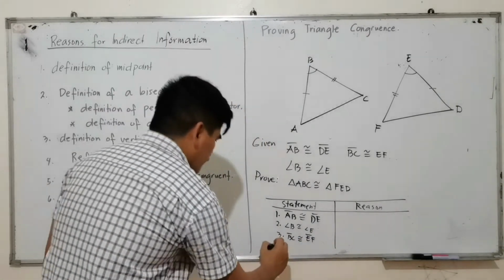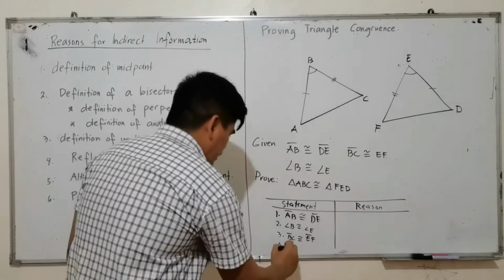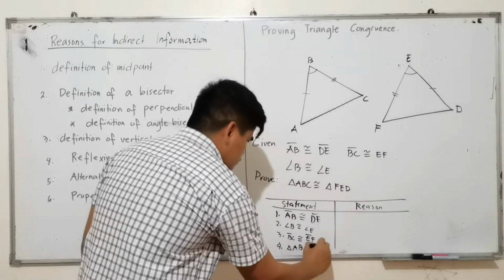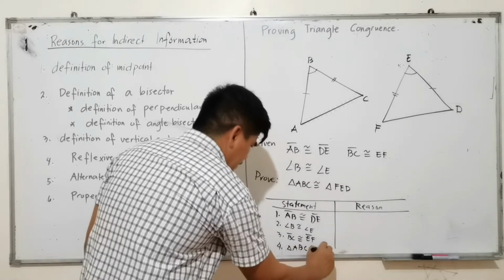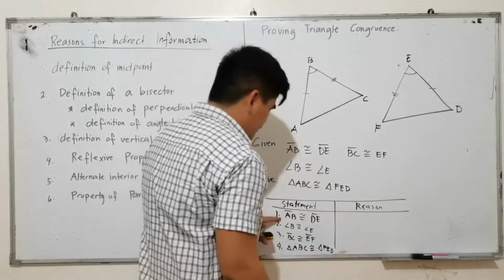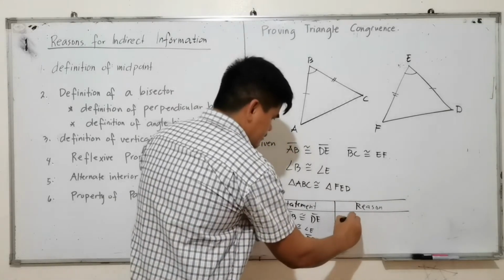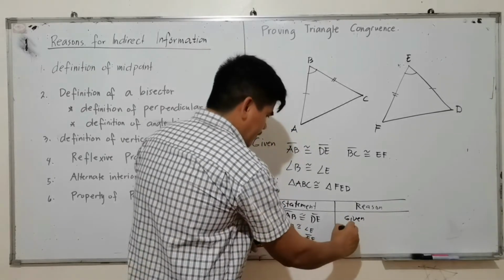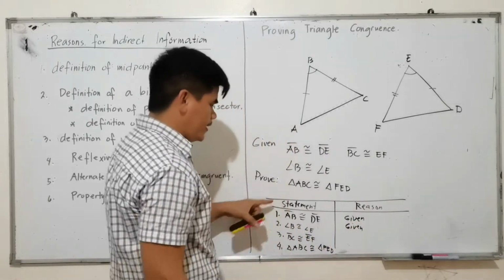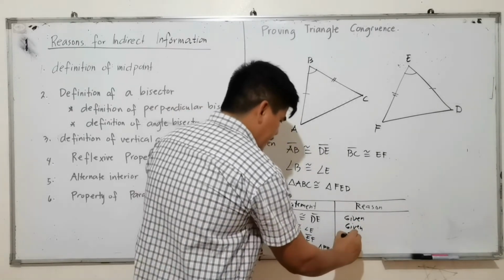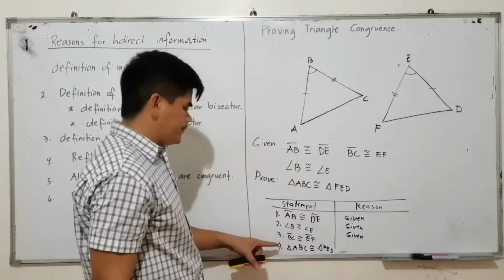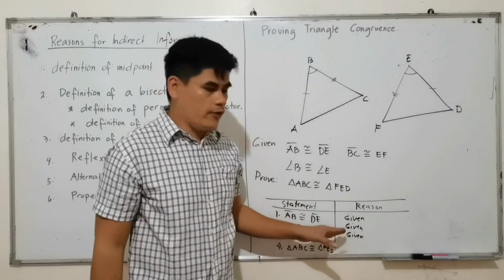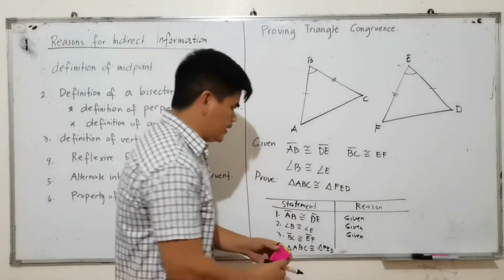Now we are going to prove, number 4, that triangle ABC is congruent to triangle FED. Number one, the reason is given information. Number two is still given. Number three, the reason is given. Very easy. And number four, now that we have the three informations available, this AB and DE is a side.